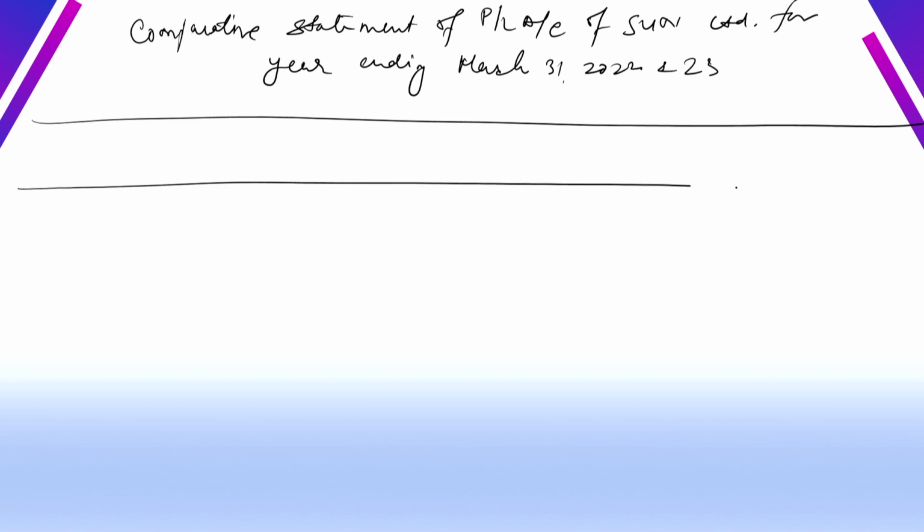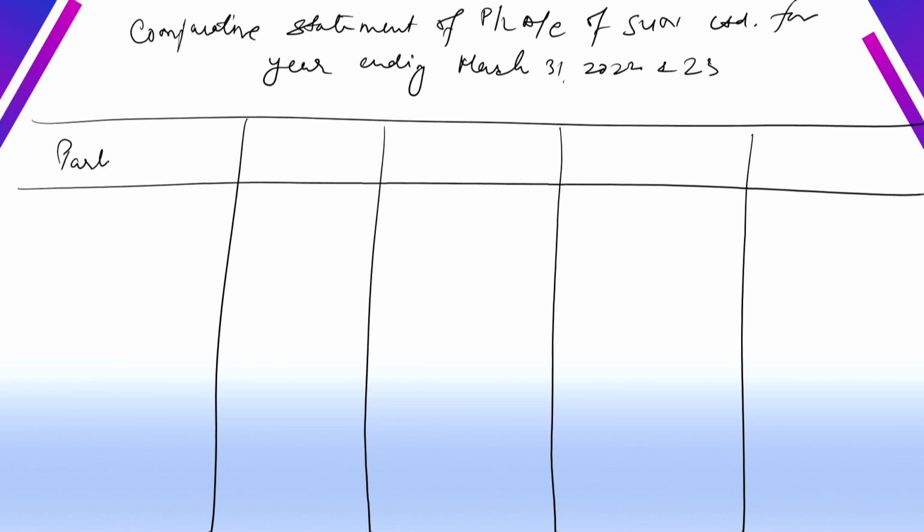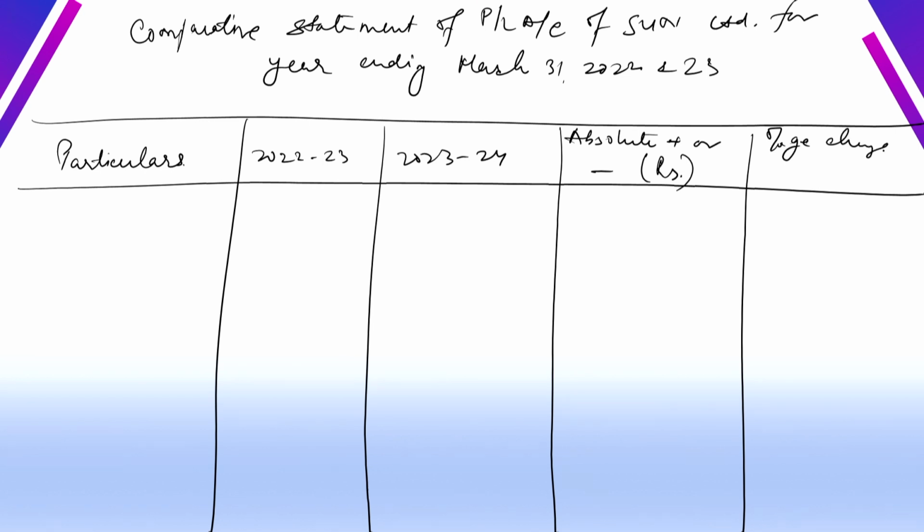Since you know the name of the organization, you have to mention it here. For year ending March 31, 2023. Going through the particulars here. This is 31st March 2023, 31st March 2024, and this is the absolute positive or negative change in rupees, and this is the percentage change in percent. So first is revenue from operations.